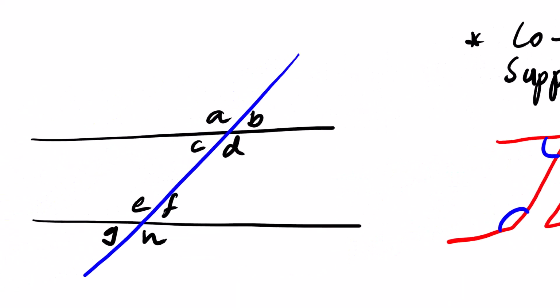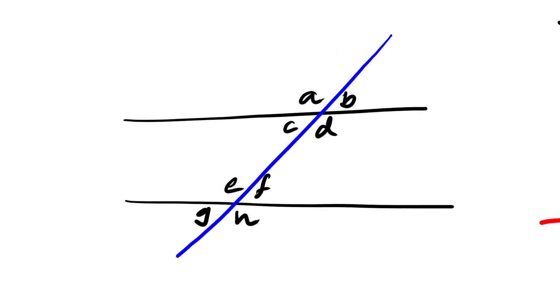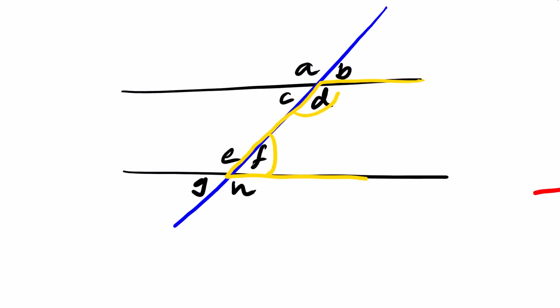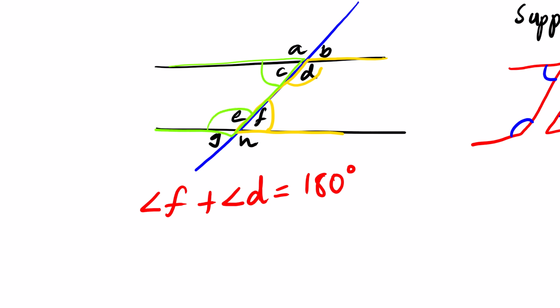So from our diagram, let us look at those angles. This plus this is equal to 180. So angle F plus angle D is equal to 180 degrees. This angle and this one equal 180 degrees.